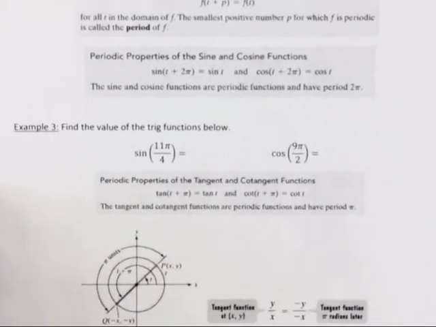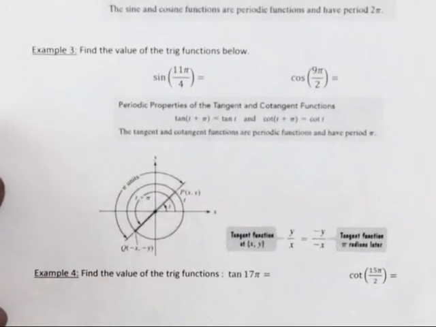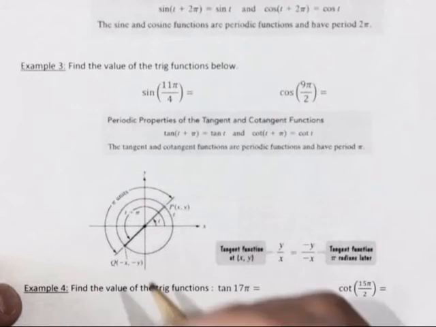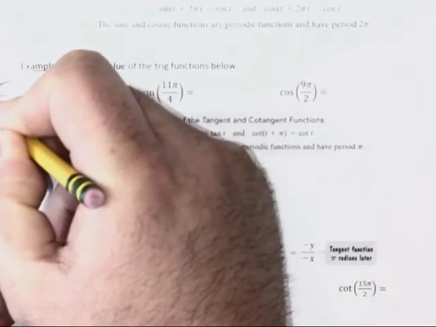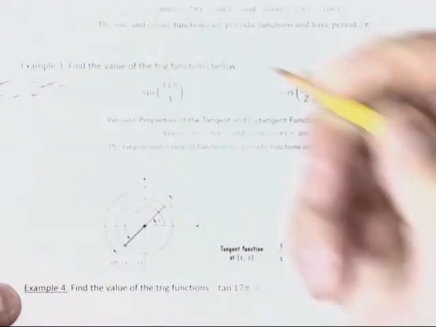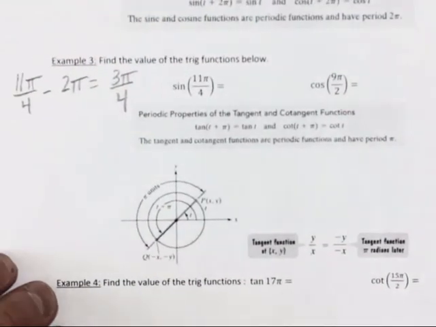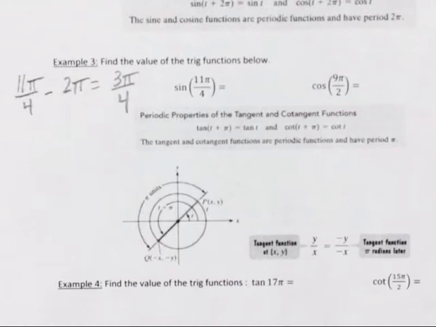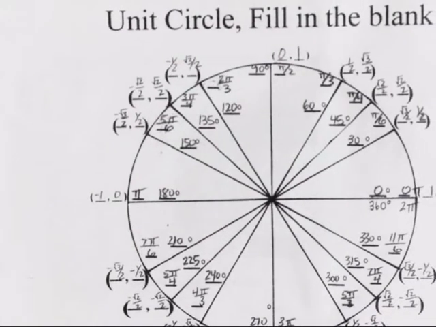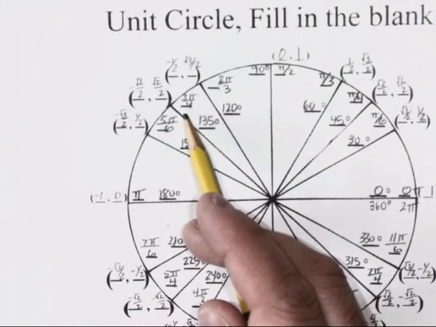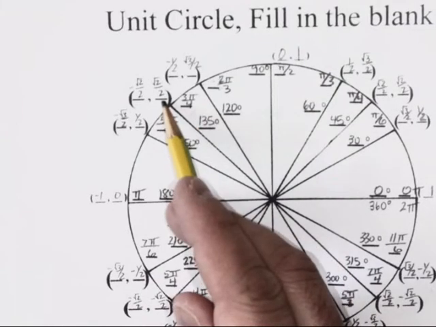You can use this notion of periods to find trig functions of angles greater than 2 pi. I know that 11 pi over 4 is greater than 2 pi, so I definitely make one rotation. I'm going to subtract 2 pi from that to find an angle measure that is coterminal to 11 pi over 4, and that angle measures 3 pi over 4. If I look at the sine of 3 pi over 4, I get root 2 over 2.